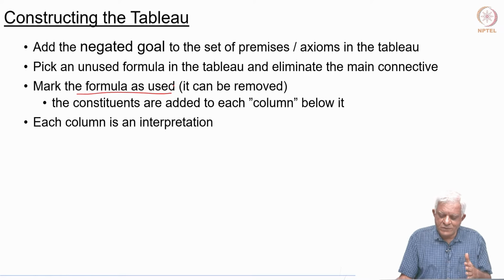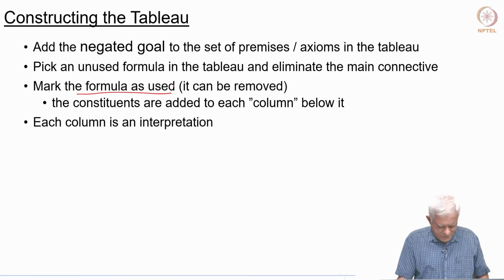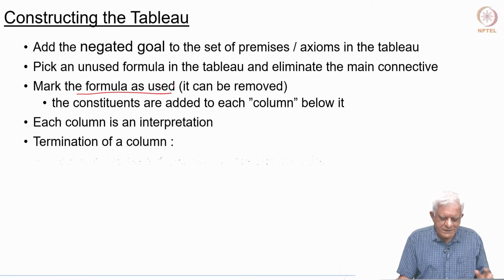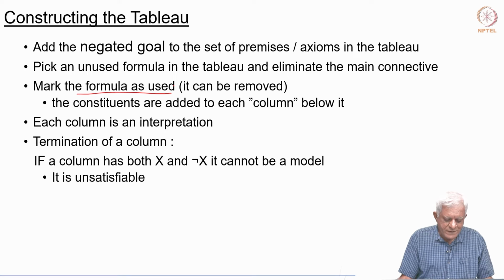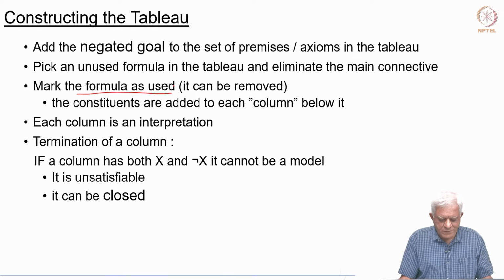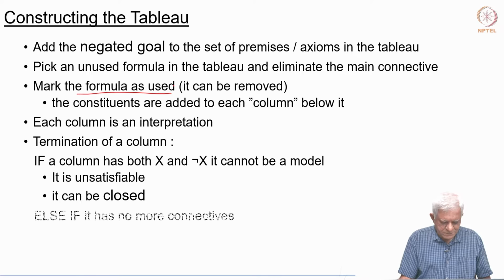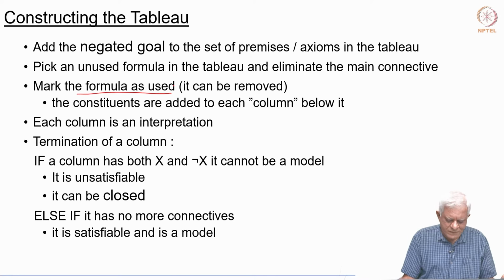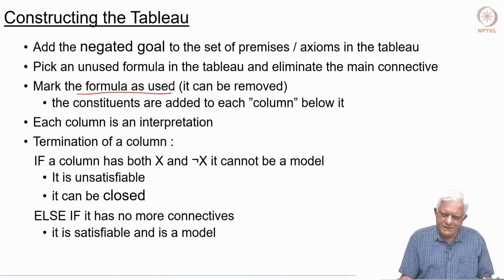The constituents are added to each column below it essentially. So, as we saw just now, some connectives will just extend the column, some connectives will bifurcate the column into two different columns, and either one can be a model. So, each column is going to be an interpretation, and the termination of a column can be done in two ways. If a column has both x and not x, then it cannot be a model, because both cannot be true at the same time, it is unsatisfiable and it can be closed. Otherwise, if there are no more connectives to eliminate, then it must be satisfiable, and then that is a model.